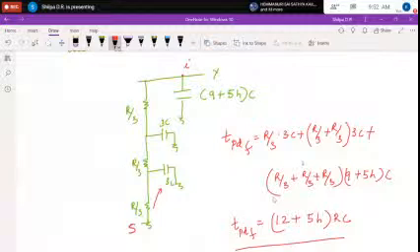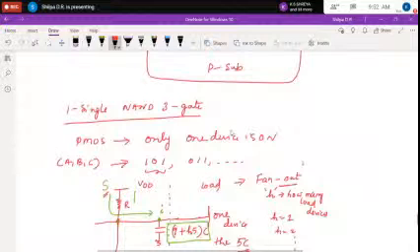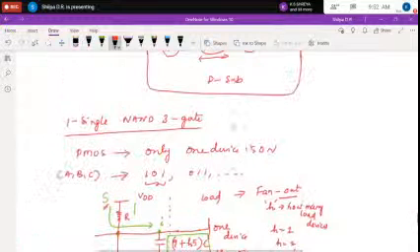Ma'am, in the previous problem, when you said source to I is the path, then why consider the capacitances there? Like in the previous problem. Okay. This problem? Yes, ma'am. Here you neglected R by 3, but you considered the capacitances along with it.